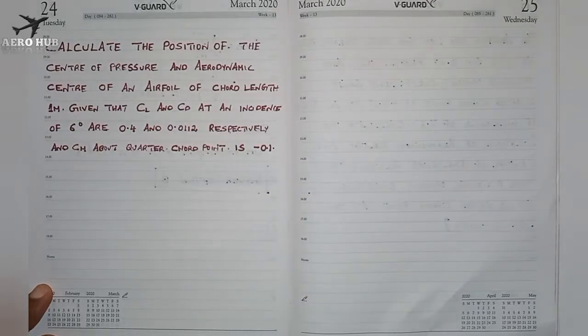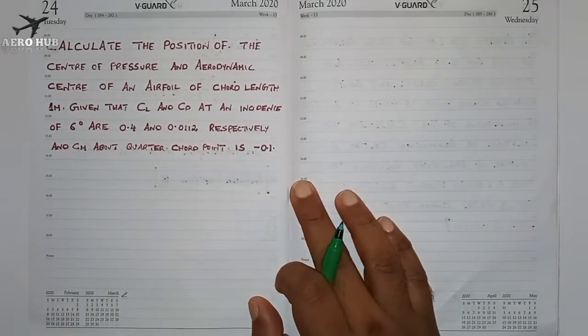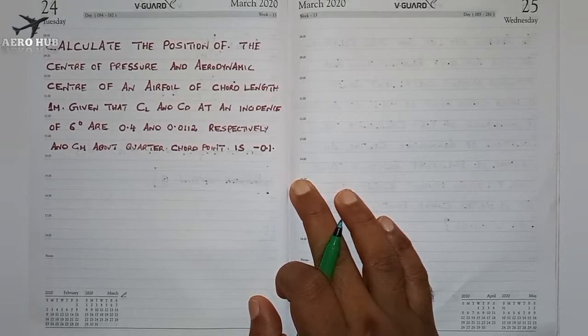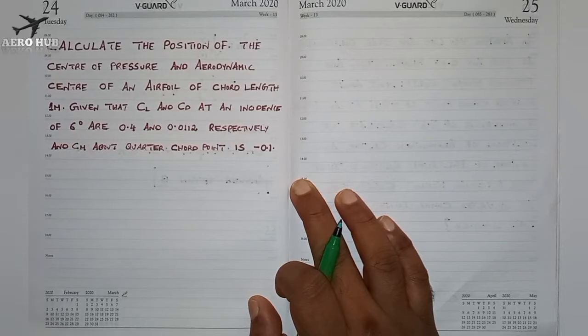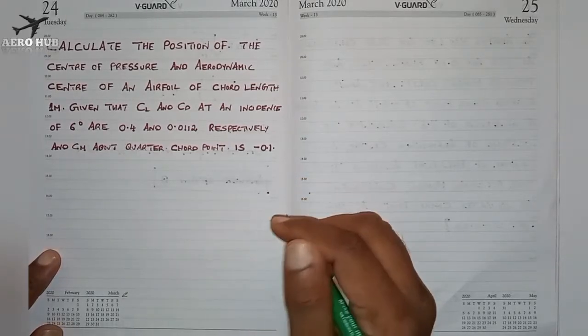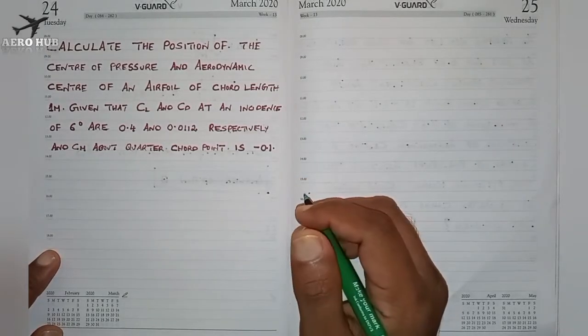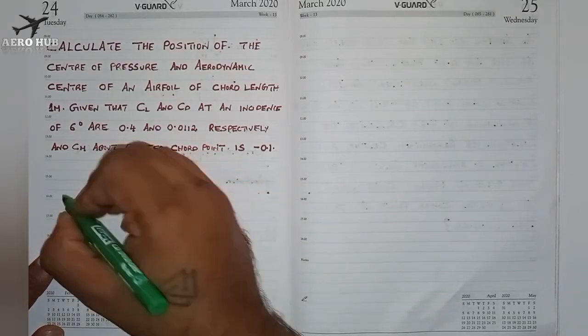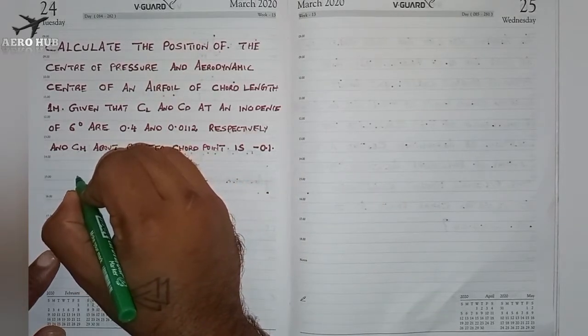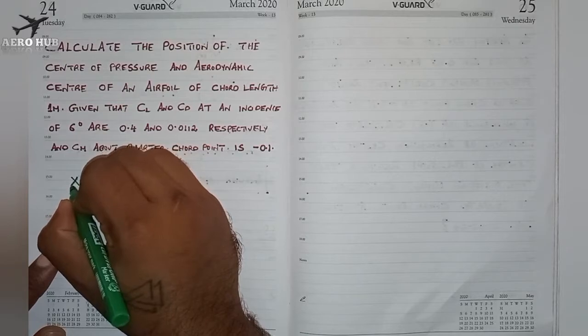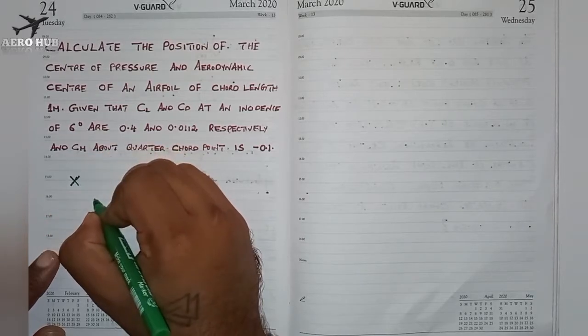Okay, so basically we have to find out the position of center of pressure and aerodynamic center of the given airfoil, and we have the value of CL, CD and Cm as well as the angle of attack. Okay, so I'll be writing the formulas. You have to just remember these formulas. Okay, so these are the standard formulas we are using to find out the position of center of pressure and aerodynamic center.